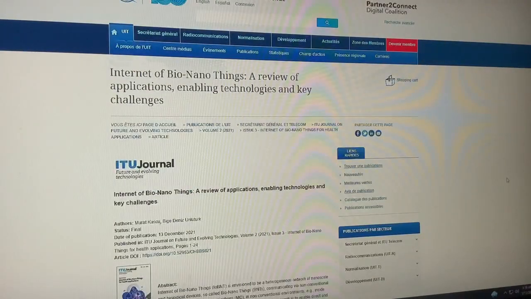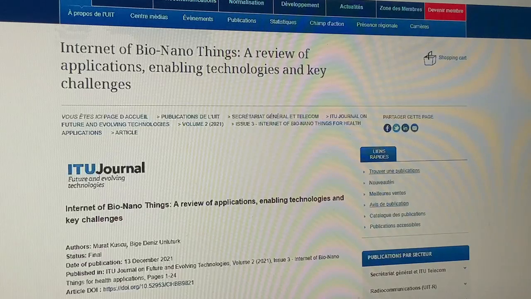The problem is, the Internet of Bio-Nano Things, a review from the ITU of applications. It doesn't say theoretical, because it's not. Applications, enabling technologies, but they do still have challenges. As of December 2021, if we listen to people like Odious Odie, we're never going to be able to stand up for ourselves because, as I continue to point out, not only is he gaslighting you, but he's doing a horrible job of it.